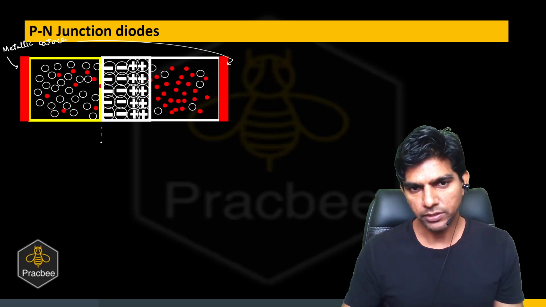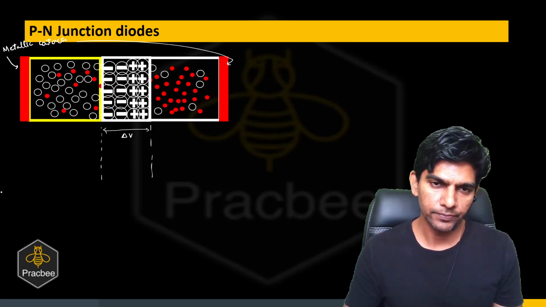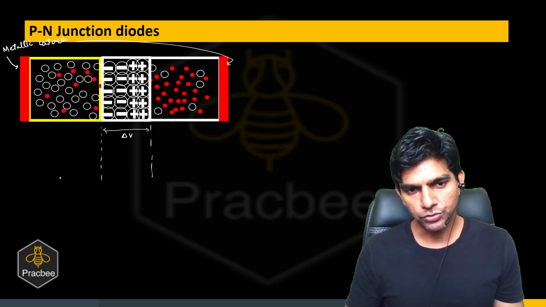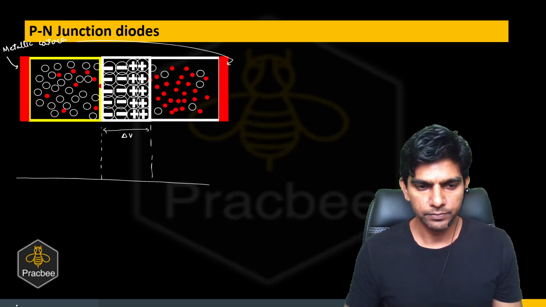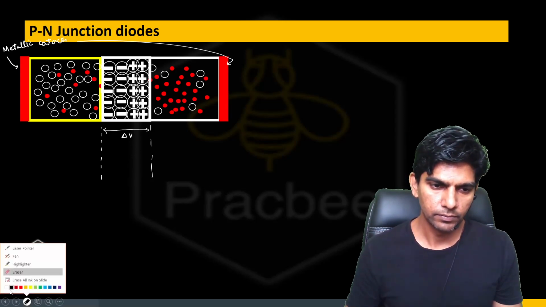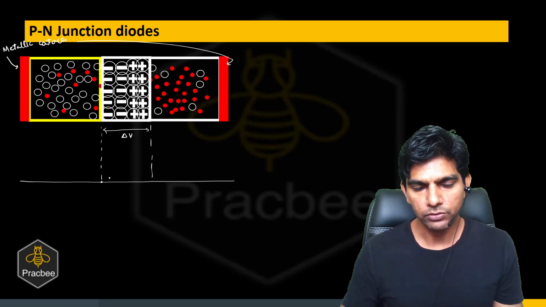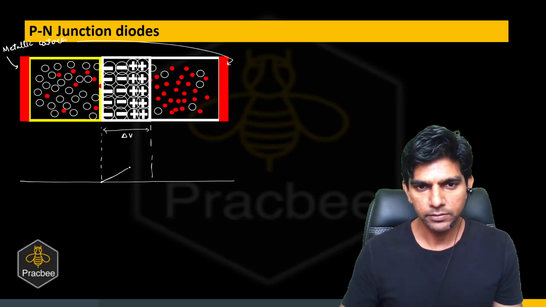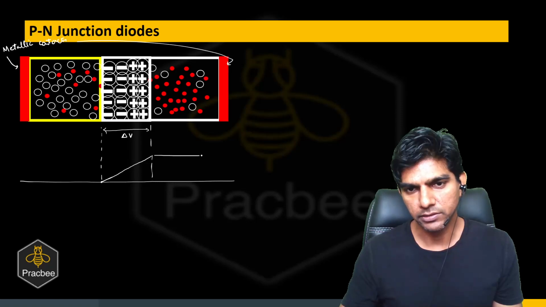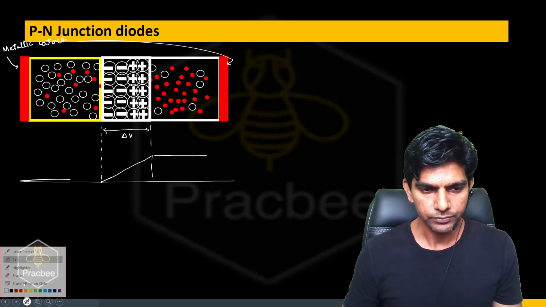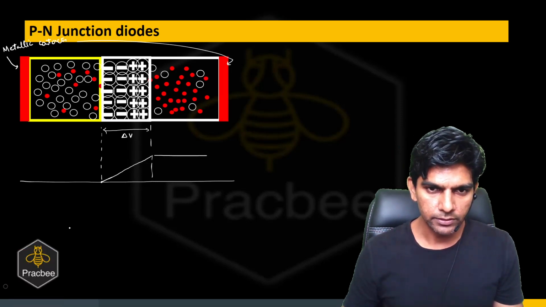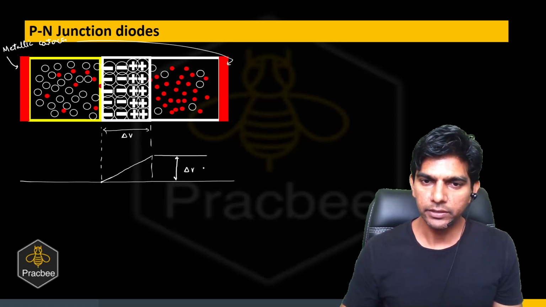Let us see a very basic case when there is no battery connected. There will be some potential difference at the ends of the depletion region, right? Let us say this is delta V. Now, if I show this on a graph, let us say at the P side the potential is 0, and then it increases and then it stabilizes, like this. This height is delta V and it is known as the potential barrier.